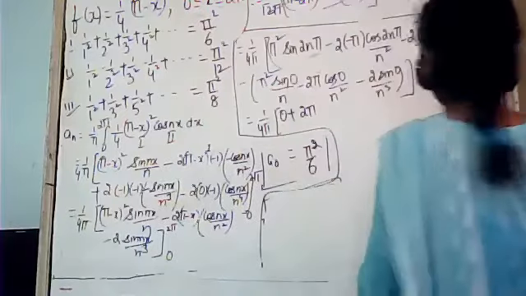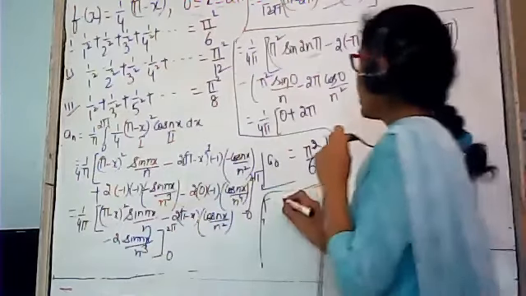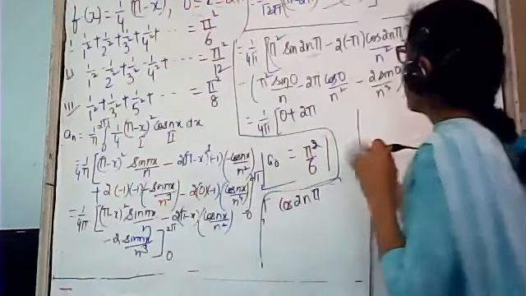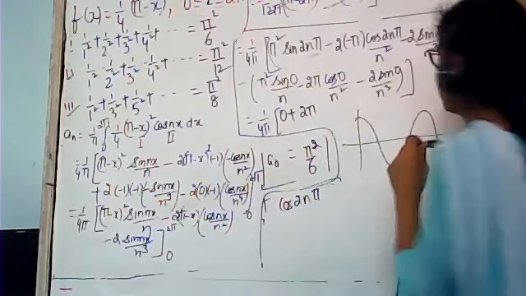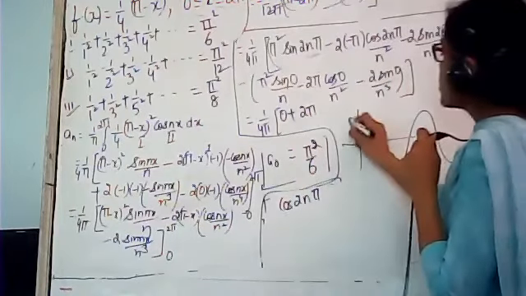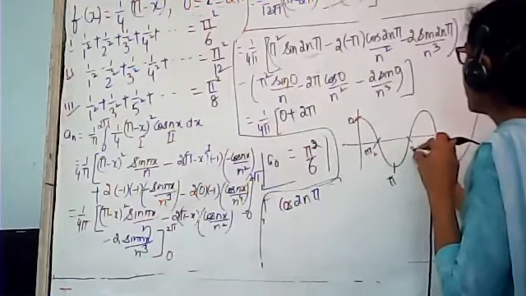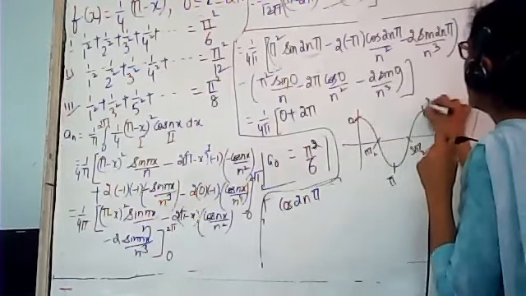Cos 2n pi, how is it 1? Look, this is the cos curve. This is 0, pi by 2, pi, 3 pi by 2, 2 pi.